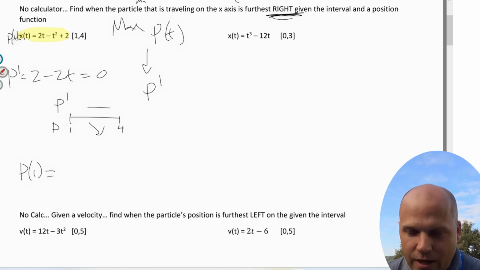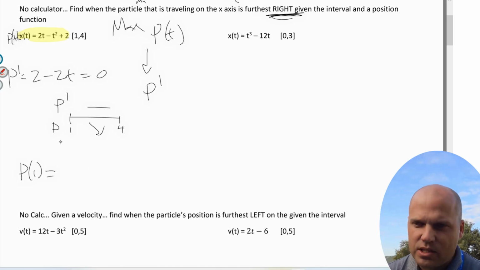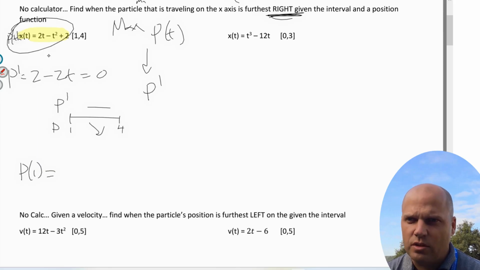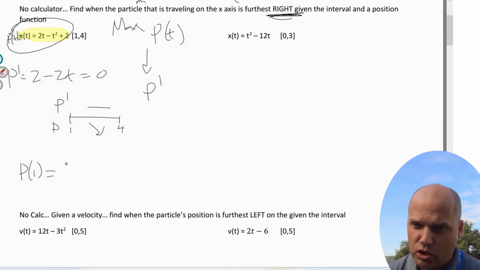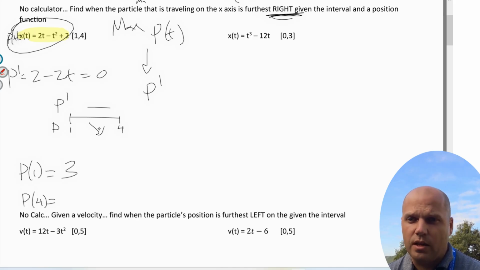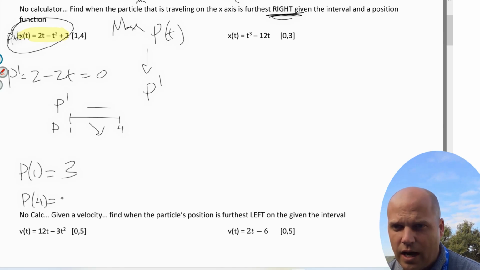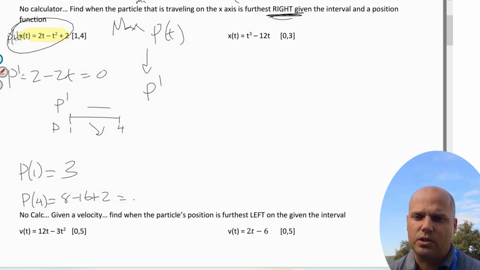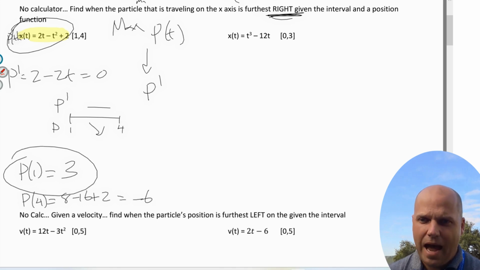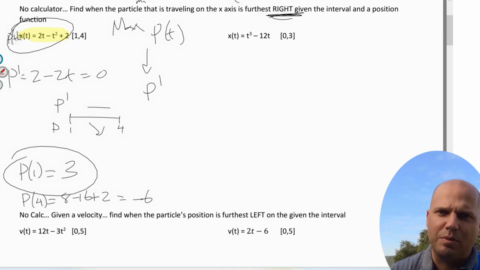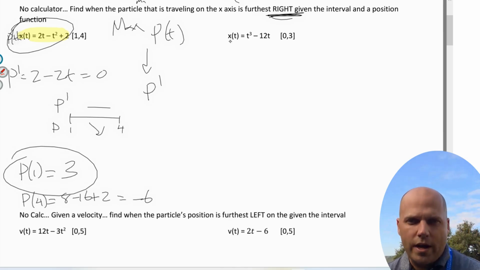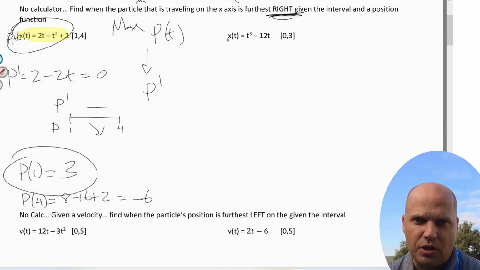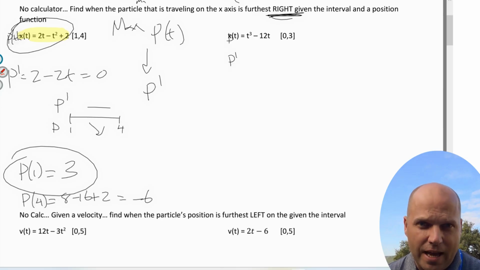We'd have to explain why it's my max. You could find the position: 2 minus 1 plus 2, so that's 3. But I guarantee you, if I plug in 4, I'm going to get a lesser value. I get 8 minus 16 plus 2, so that's negative 8 plus 2, which is negative 6. Yeah, this is the max position because my position decreases. When do you want to find a max or a min of something? You look not at it, but at its derivative.